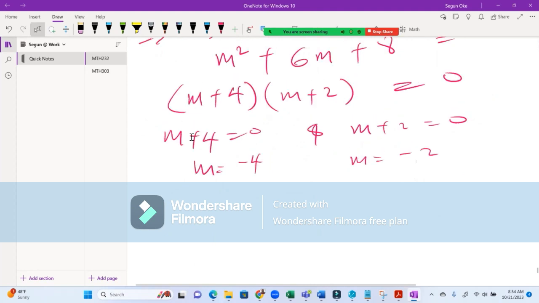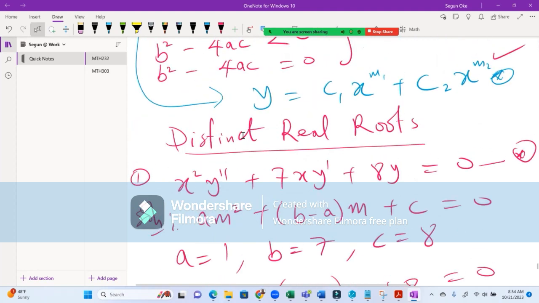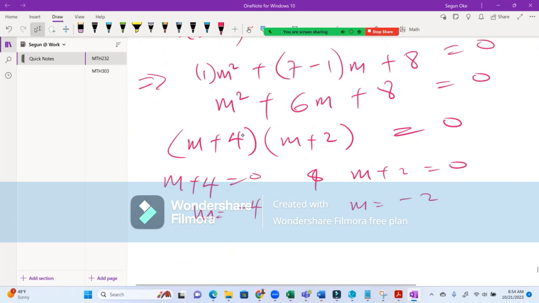Now, we can go back to our general solution. Remember, general solution says y equals C1. I have calculated my M1 and M2 now. Or you can call this one M1, either of the two, because it's still going to be the same. Let's say this is M1. Let's say this is M2.